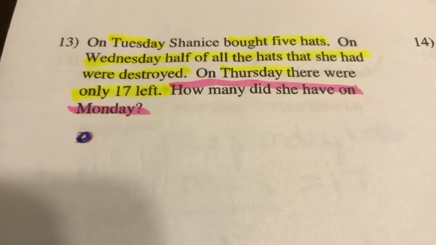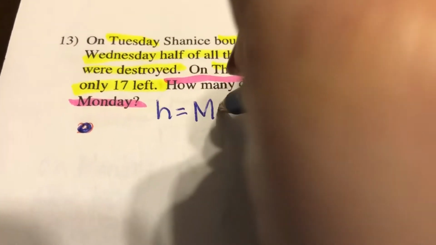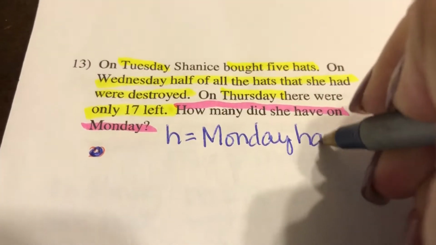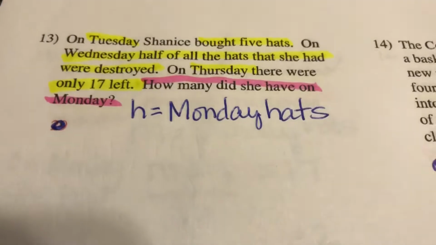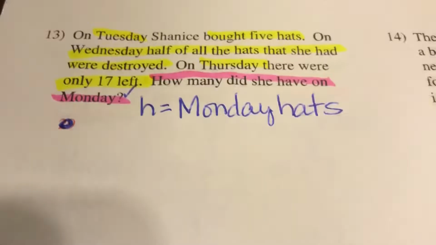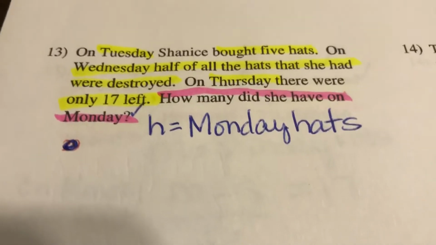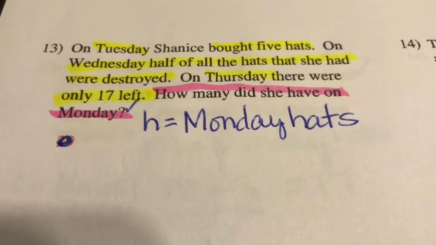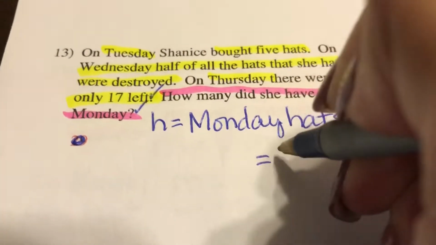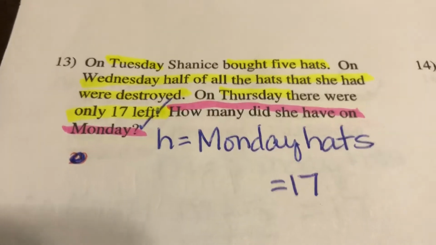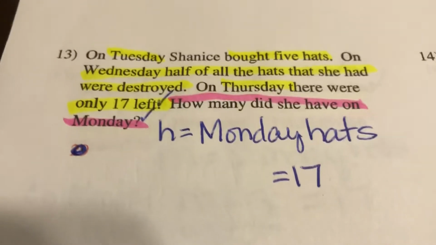Well, the first thing we're going to do is we want to know how many hats she had on Monday. So I'm going to let H equal Monday hats. Okay, so that's going to take care of our variable. And you'll know I like to start with the end. And so on Thursday, I know that there were only 17 left. So I'm going to put equals 17. Because if that was our end, that was what was left, that's going to be equals 17.